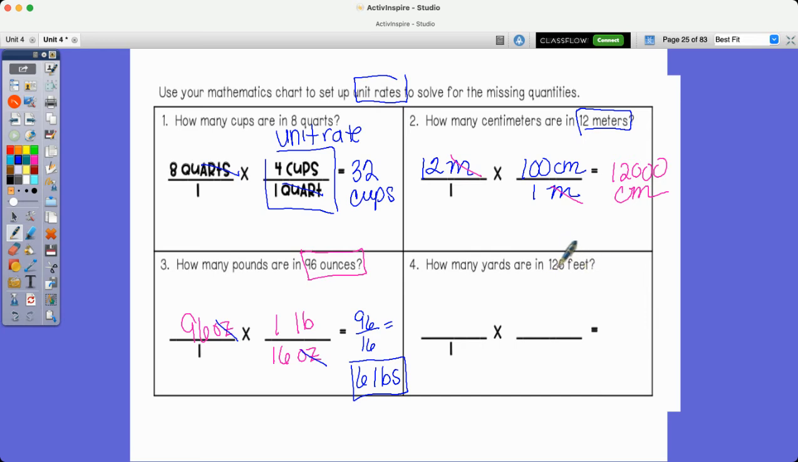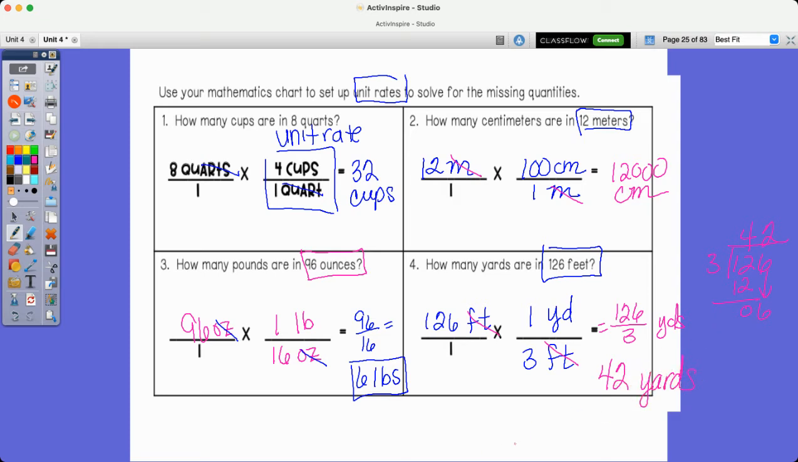Okay, last one. How many yards are in 126 feet? This goes first, 126 feet. In 1 yard, look at your star chart, there are 3 feet. We're going to cancel out our feet. This gives me 126 divided by 3 yards. We can do this math. And we get 42 yards. Okay, this was a review.